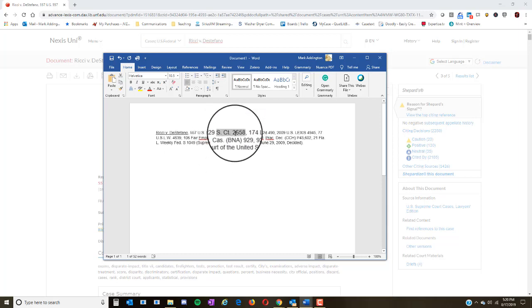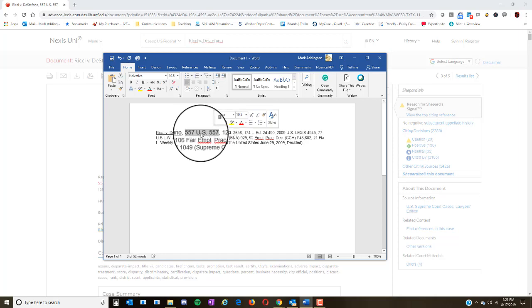Another one is the Supreme Court Reporter, and then the last one is Lawyer's Edition, Second, or Lawyer's Edition Reporter. Those are three very prominent reporters that report U.S. Supreme Court cases. Other cases in other jurisdictions have other reporters. For instance, in Florida, there's what's called the Southern Reporter. So the middle part of this citation is the reporter.